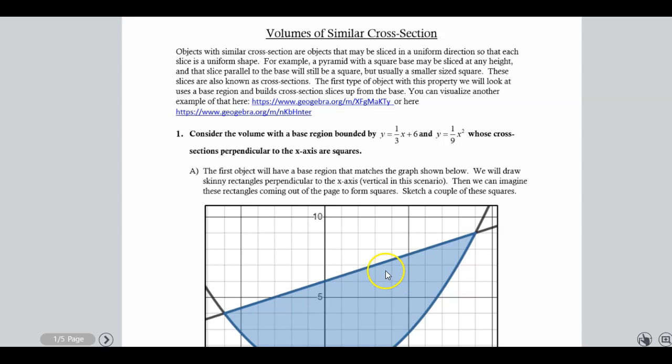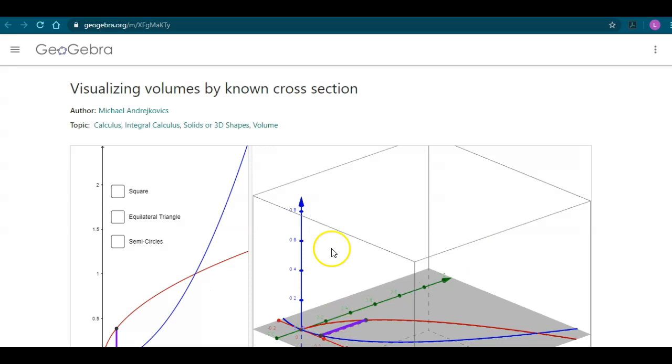Now what we're going to start with is actually building a volume, constructing it made of these similar slices, or some people call them similar cross sections. There's a couple of links here you can go to get the idea. I'm going to take a look at one of those real quick.